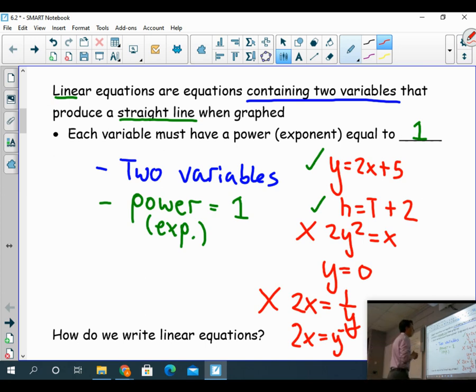Now, what about y equals 0? Well, the temptation is to go, while the power is equal to 1, there are not two variables. But it's still, if you would graph this, you would see a line. So how do we rectify this? How do we justify this given our criteria?